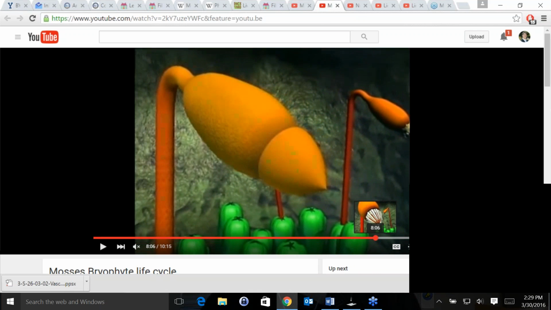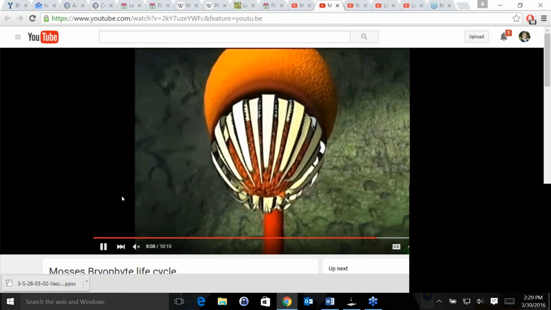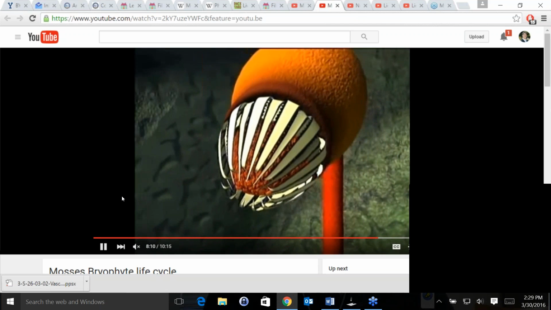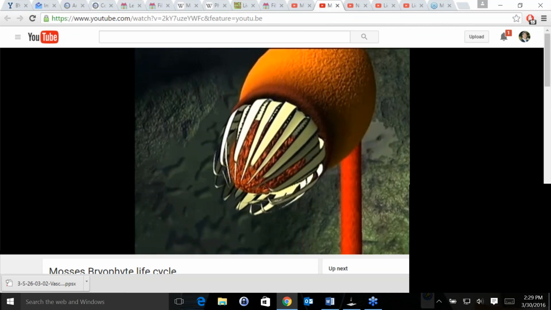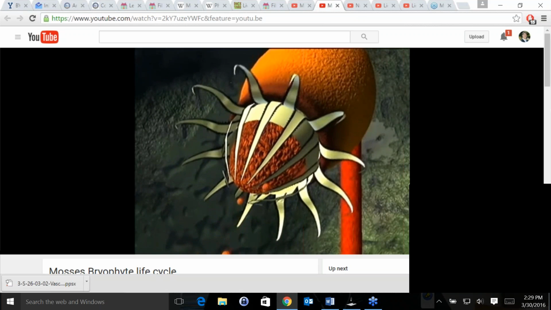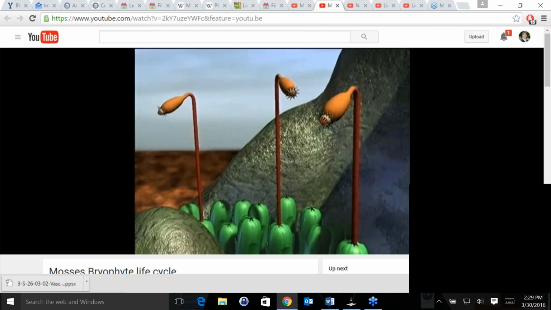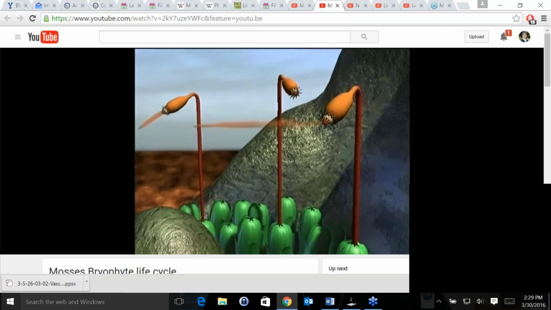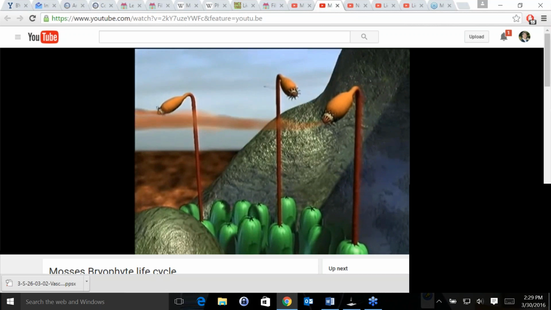And the peristome are those little teeth-like structures. They describe it as teeth-like. What happens is those teeth-like structures start to bend backwards, and the spores escape and are released, and they travel pretty far off from the parent plant. And eventually the spores will land on an exposed surface and germinate.